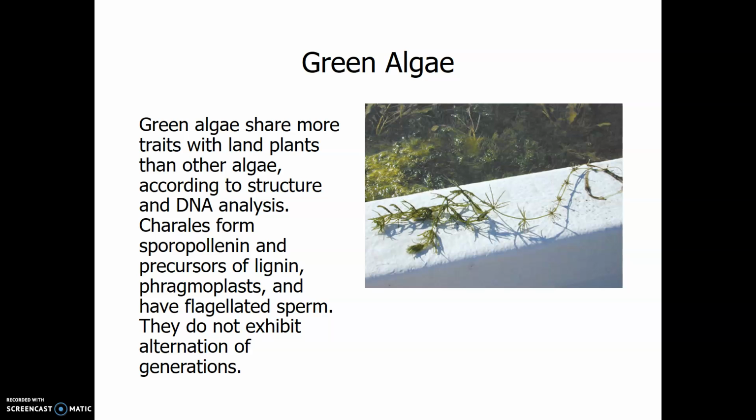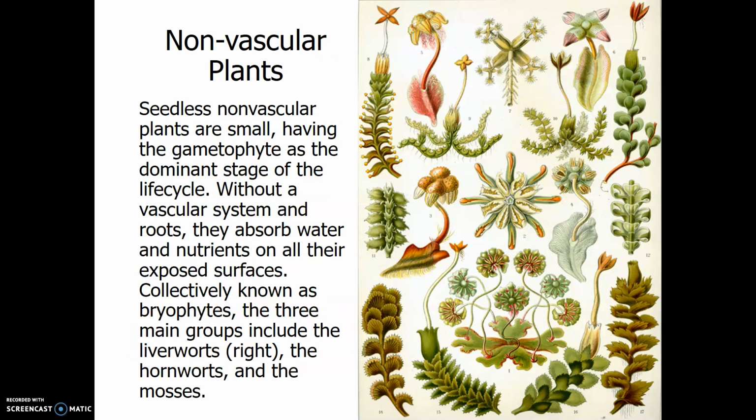The green algae share more traits with land plants than any of the other algae. And the specific green algae that are the closest related to land plants are the charophytes, and that's what you see here. They form sporopollenin, and they form precursors of lignin. Lignin is found in wood, and phragmoplast, and they have flagellated sperm. But since they do not exhibit alternation of generations, they can't be classified in the kingdom Plantae.